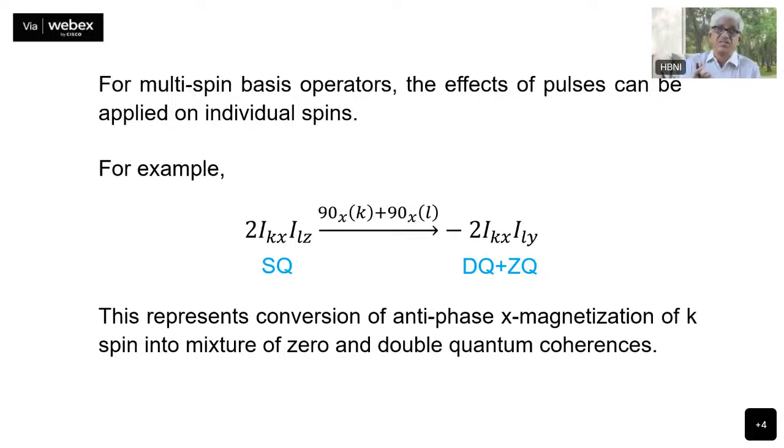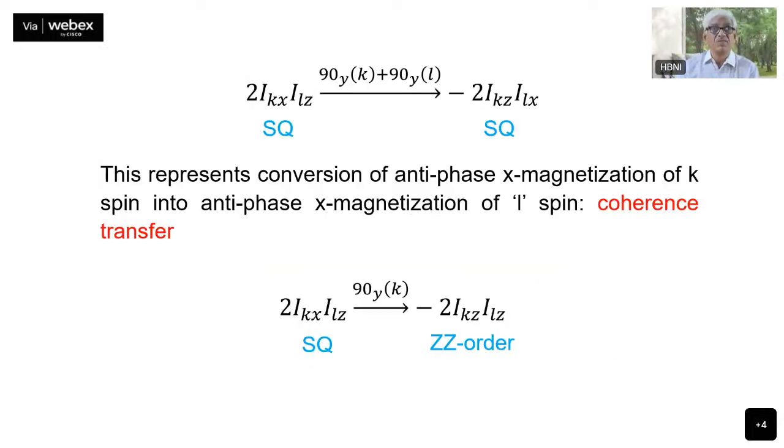We always do this in the case of INEPT pulses. I will explicitly show these calculations to you. You can apply along the x and the y for the two individual spins on separate axes. Then you can actually create different kinds of transfers. So you get here a mixture of double quantum and zero quantum. Even if it is ILX, then also it is a mixture of double quantum and zero quantum coherences, as we saw before.